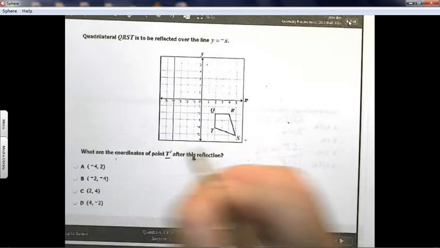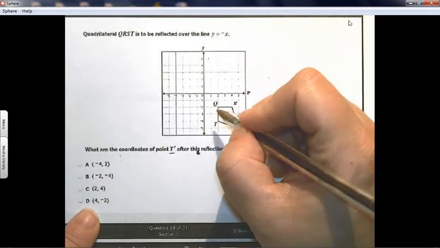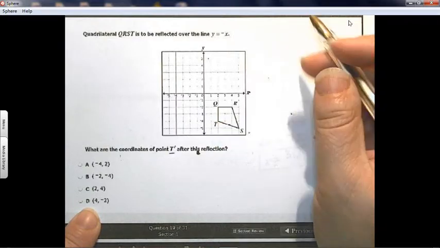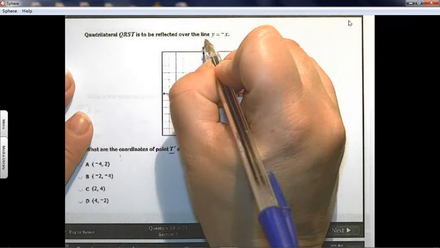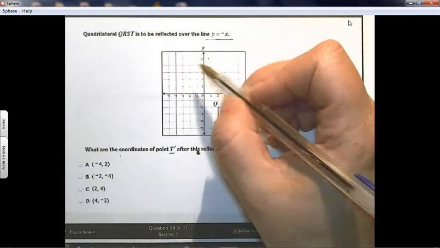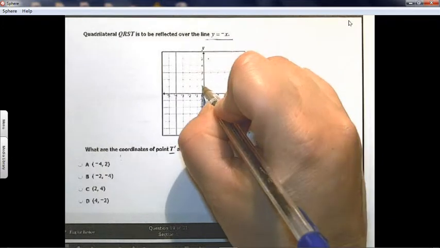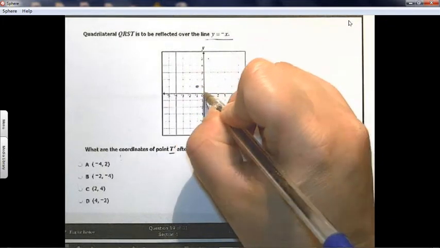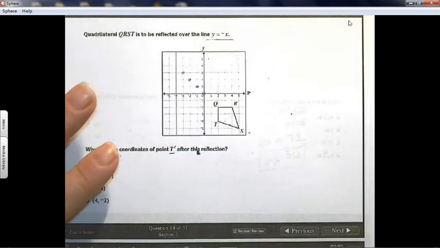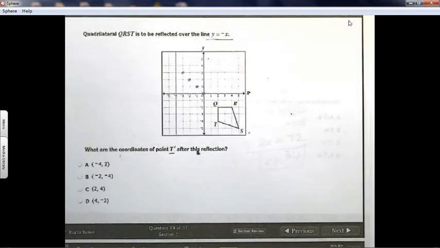Coordinates for T image after we reflect. What does it want? Oh, okay. Y negative X. So for every positive Y, X is going to go negative. So it's this line right here. I need a ruler.